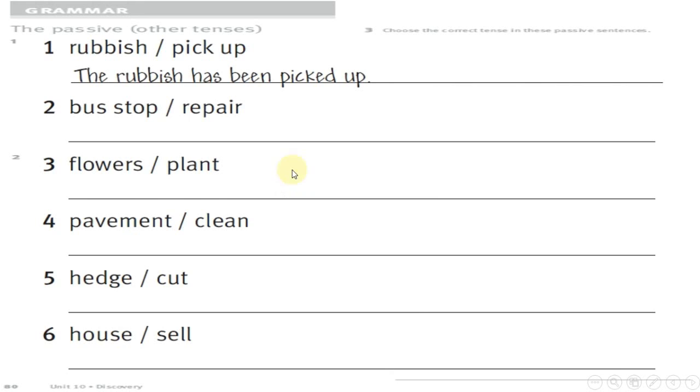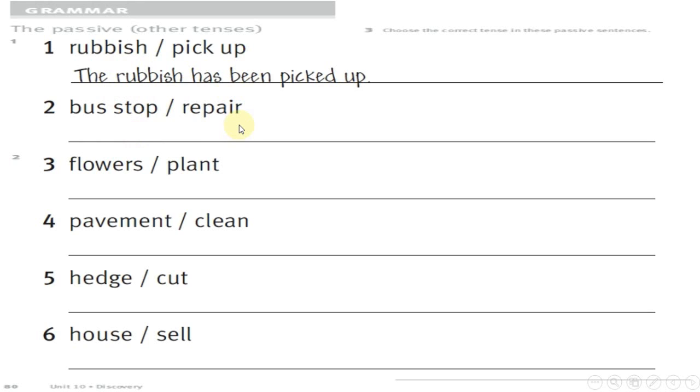I need you now to form passive sentences but using present perfect. بحب أذكر مرة ثانية ال present perfect لما يكون الشيء بلش بالماضي ولا زال متصل معنا بالمضارع. يعني we say it in English that this is incomplete action or connected to the present. تمام؟ So rubbish pick up. The rubbish has been picked up.